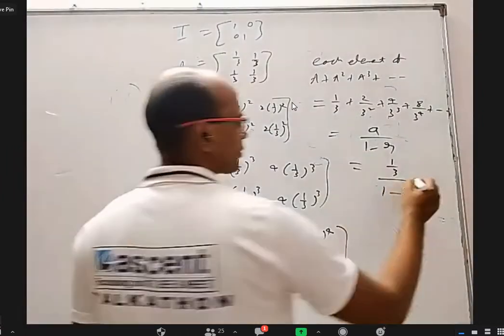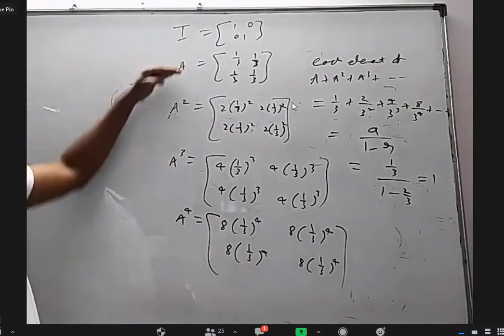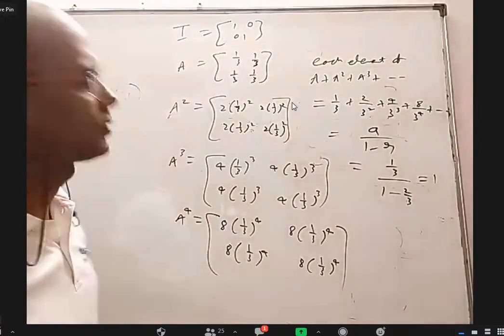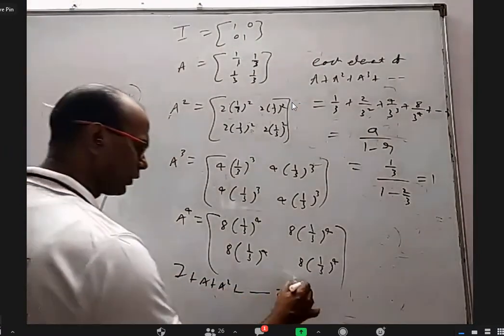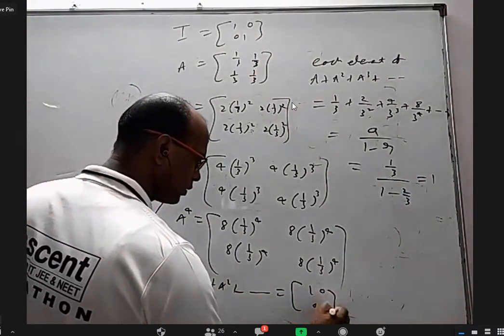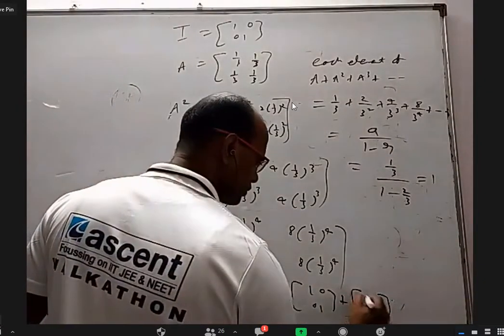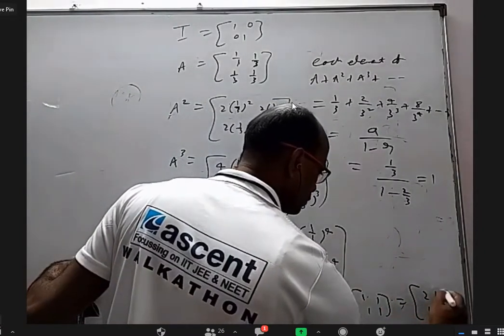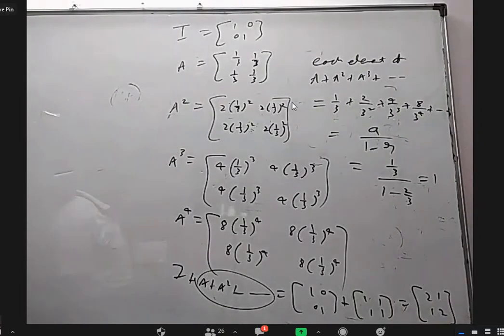Okay, that is coming 1. That means except the identity matrix, when you add everything, you'll get 1, 1, 1, 1. Now you add this. Let us see what happens. If you take I plus A square forever, I is 1, 0, 0, 1, and adding this whole thing of ones, that is 2, 1, 1, 2. All right. So that's the final answer.